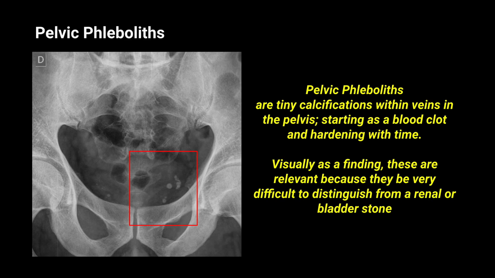So just to show you some examples of calcifications, here we have some pelvic phleboliths. These are actually tiny calcifications that are within veins in the pelvis. What happens is that these tiny little veins form a blood clot, and that tends to harden and calcify over time. Visually as a finding, it is important to know that they exist because it can be very difficult to distinguish this from a renal or a bladder stone or a stone that's within the ureters, especially the distal portion of the ureter as it inserts into the bladder. So you have to get used to where these typically are, along the periphery of the pelvis, and also sometimes the shape can help you out because it forms a linear or a vascular shape that would fit the expected course of where a vein would be.